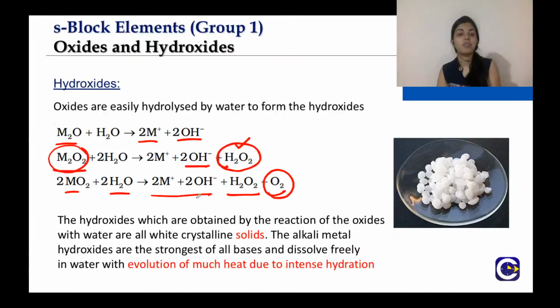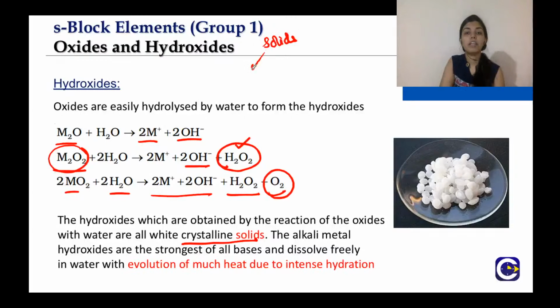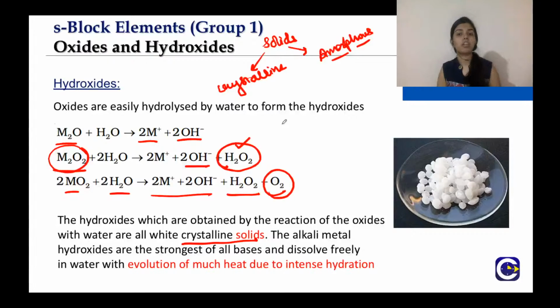Now the hydroxides which are obtained are crystalline in nature, right? They are crystalline solids. In 12th class, we will learn about two kinds of solids: one is the crystalline solid and the other one is the amorphous solid. You will learn the difference in class 12th, what basically crystalline and amorphous solids are.